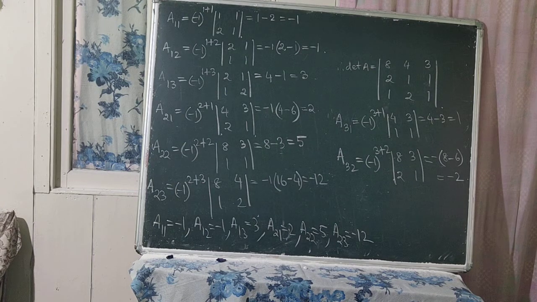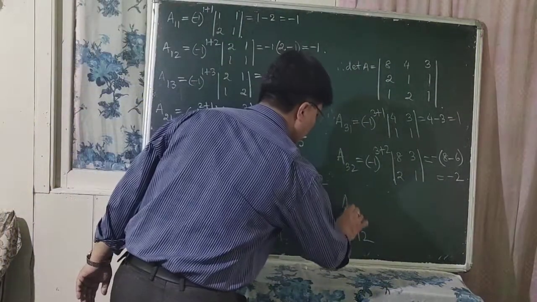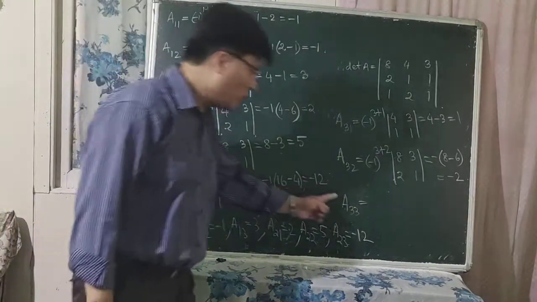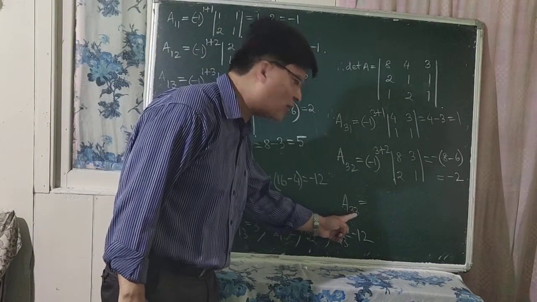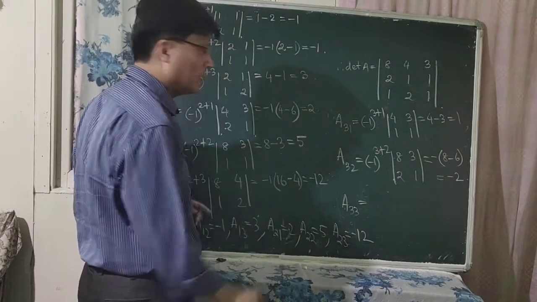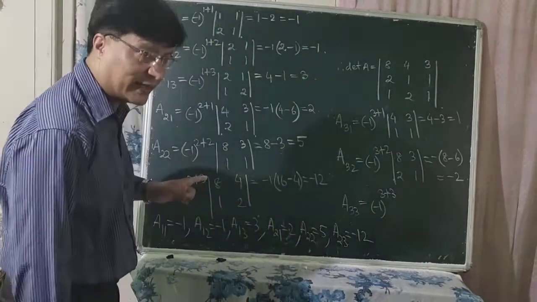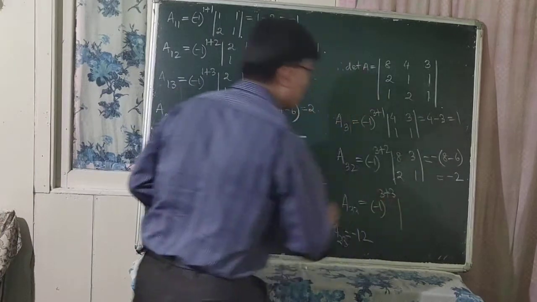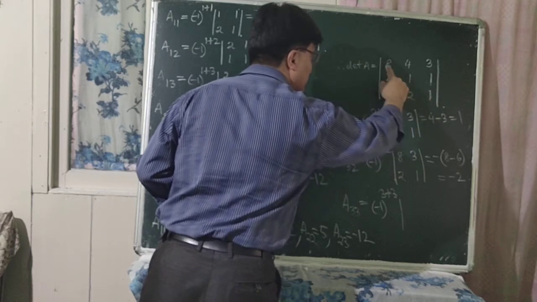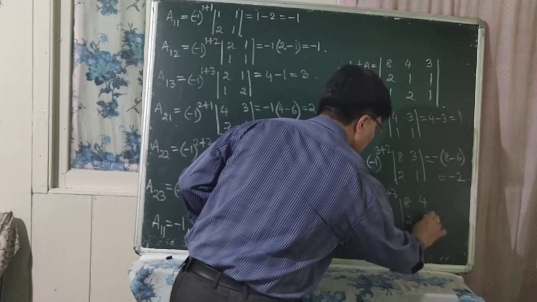So in the last step, what is to be found out? You find out A33. So what is A33 actually? Cofactor of the element belonging to the third row and third column. That means this one. Okay. Now -1 to the power 3 plus 3. First of all, you have to consider the sign. Now delete the row and the column through this element 1. That means third row and third column are deleted. What remains? 8, 4, 2, 1. Right?